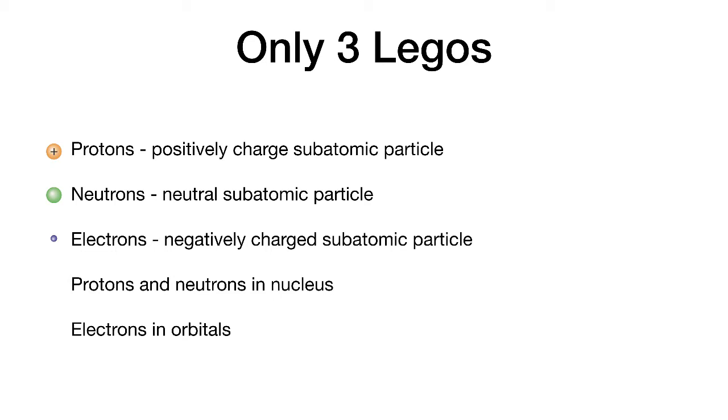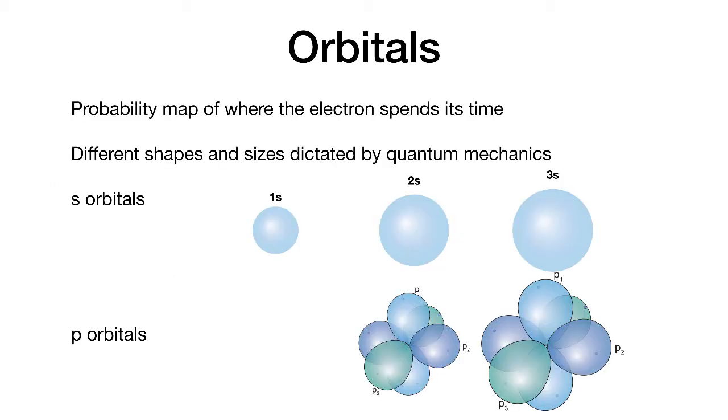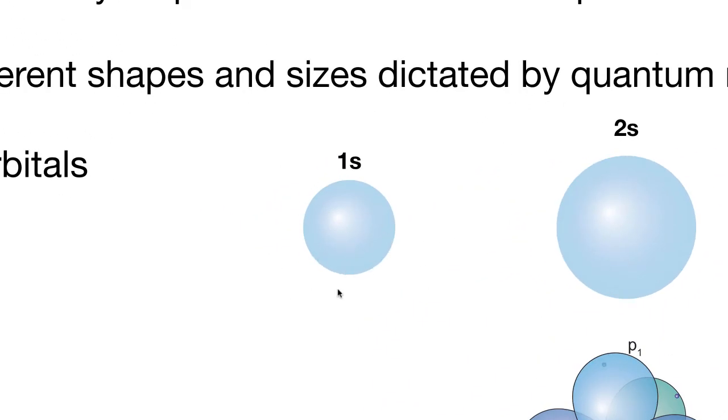Protons and neutrons come together in the middle of atoms to form a nucleus, and electrons are found orbiting them, but they don't fly in circular orbits, they fly in three-dimensional orbitals. So what's an orbital? An orbital is a probability map of where the electron spends its time. So if we look at this 1s orbital here, this is a cloud, and the electron zooms around in that cloud and can be found anywhere in that cloud. It's a density map of where it can be.